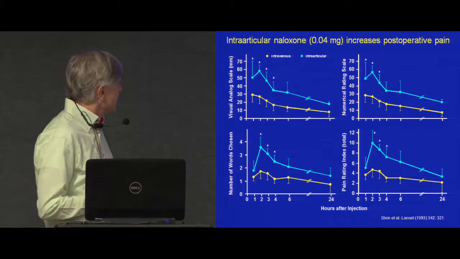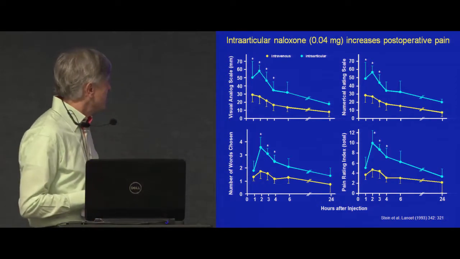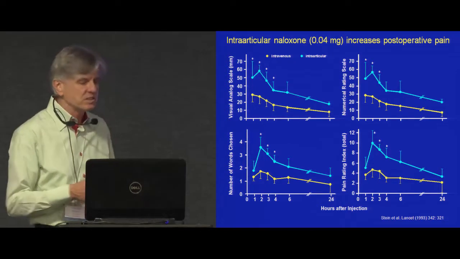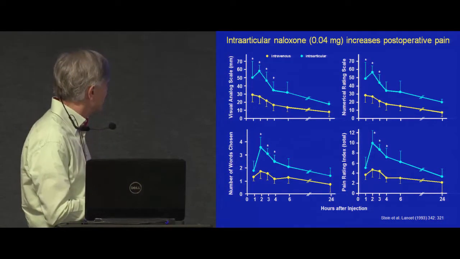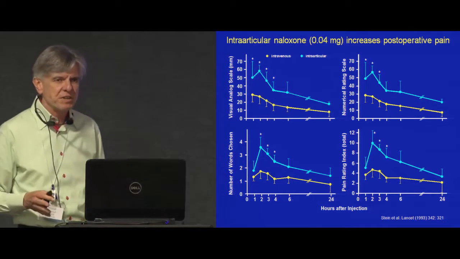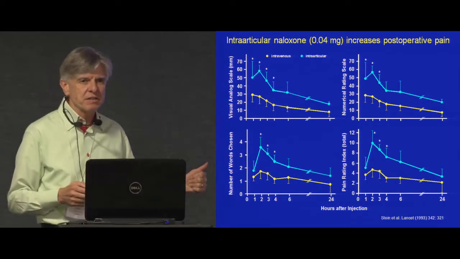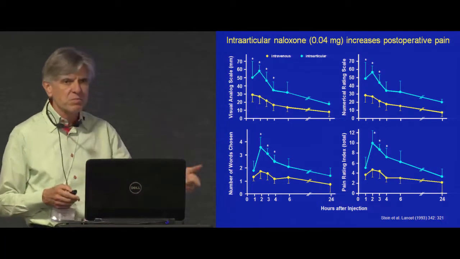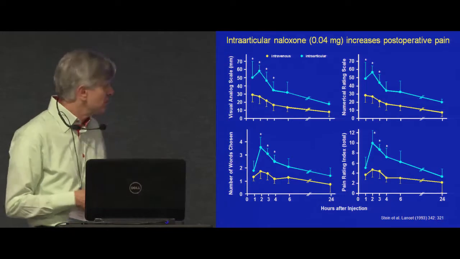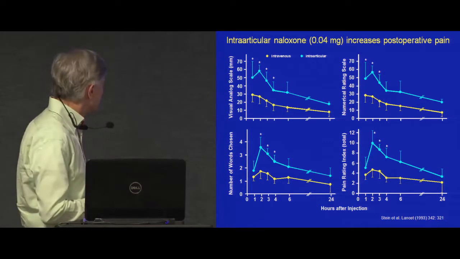And then we did a study where we injected naloxone into the knee joint. This is again a relatively small study with about 50 patients. The same type of operation, arthroscopic knee surgery, 2 groups of patients. One receives saline control injection, the other group 0.04 milligrams of naloxone, which is a relatively small dose compared to systemic doses.